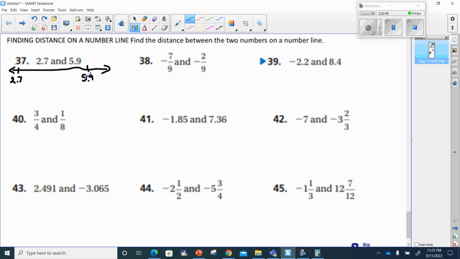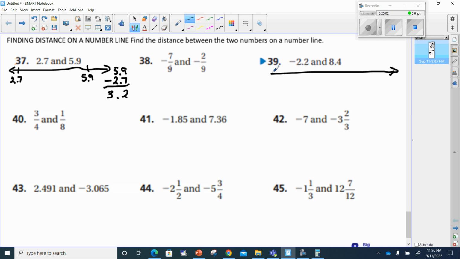So that's the difference. I'm going to take this big number, 5.9, minus the small number, 2.7. Right? And that's going to give me a 2. This will give me a 3. The distance is 3.2.